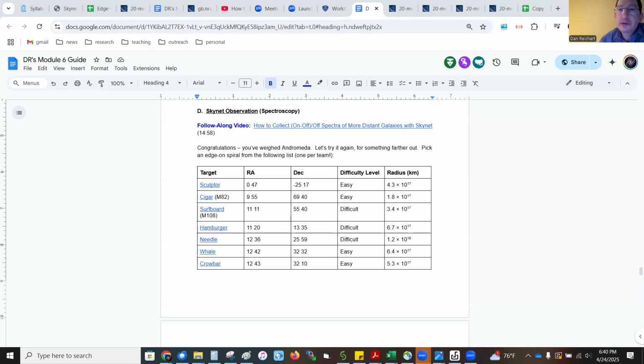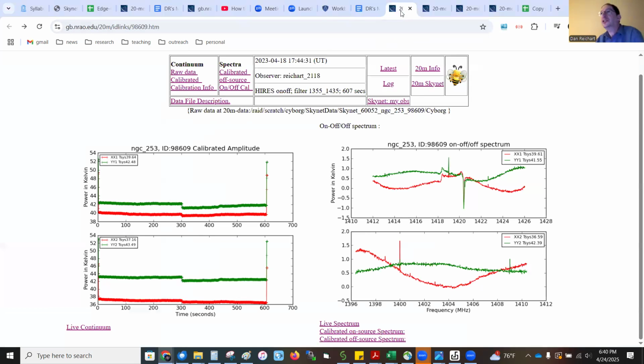And just to review, let's look at one of them. This is one of the easy ones. This is the Sculptor Galaxy NGC 253. This is the on minus off divided by off spectrum. Here you can see the Milky Way hydrogen line, not perfectly canceled. A little bit of it still there. But then to the left of it, to lower frequencies, to the red shifted side, we see this broad emission, and that's the cold neutral hydrogen coming from the Sculptor Galaxy. Red shifted because the galaxy is moving away, and broadened because it's rotating. And that's an easy example.